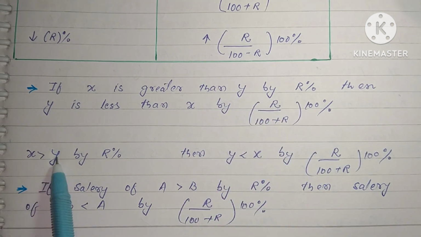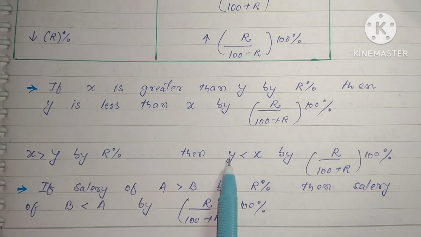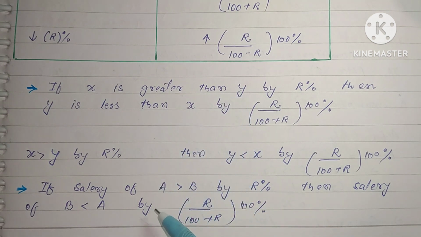And if x is greater than y by r%, then y is less than x by r divided by 100 plus r%. Since you have to decrease, therefore 100 plus r. If salary of A is greater than B by r%, then salary of B is less than A by r divided by 100 plus r%. These questions are directly asked in the examination. Now discuss the question on the same concept.